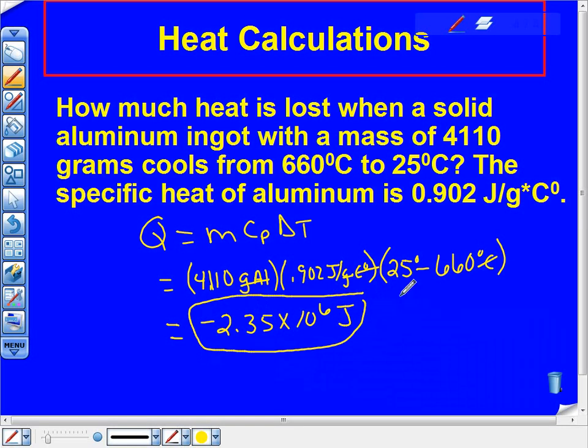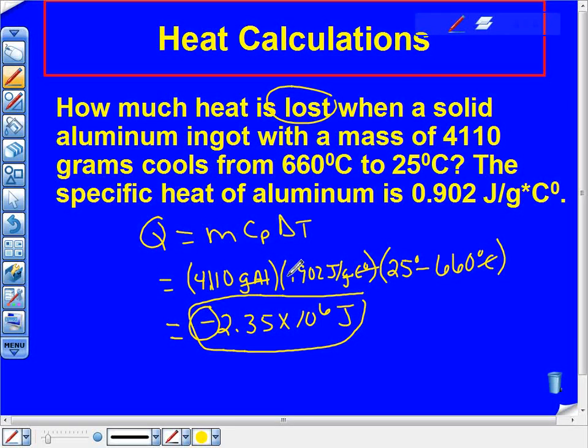And so what this is, excuse me, is the amount of heat lost. It's losing heat, so that's why it's coming out to be negative. Since it says how much heat is lost, you don't necessarily have to put the negative, because the negative is kind of understood in that situation.